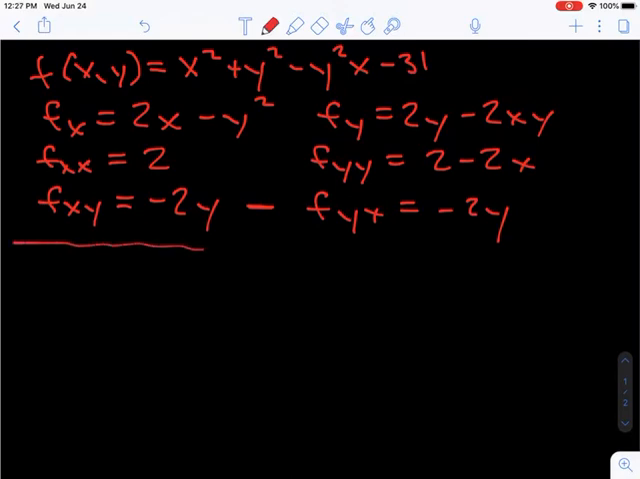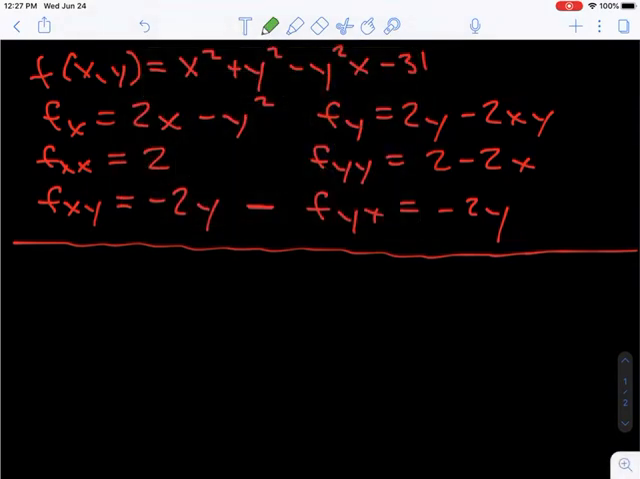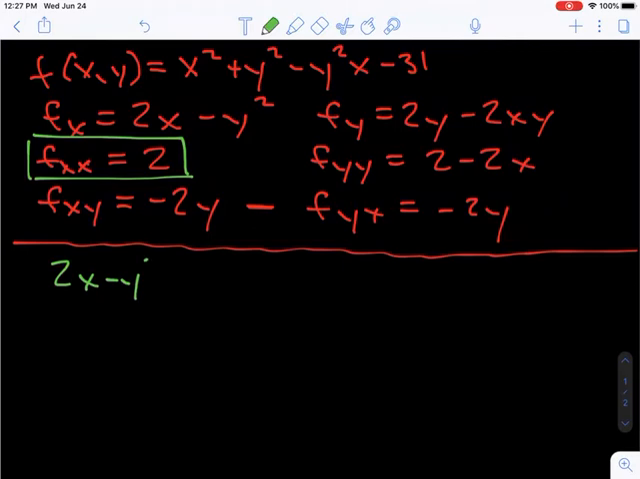All right, so we've got all our derivatives. We also want to take note of the fact that this f of xx is a positive 2. We're going to need that when we're classifying. So now what we want to do is take our first partials, 2x minus y squared and the other, set them both equal to 0, and figure out how we can solve these.